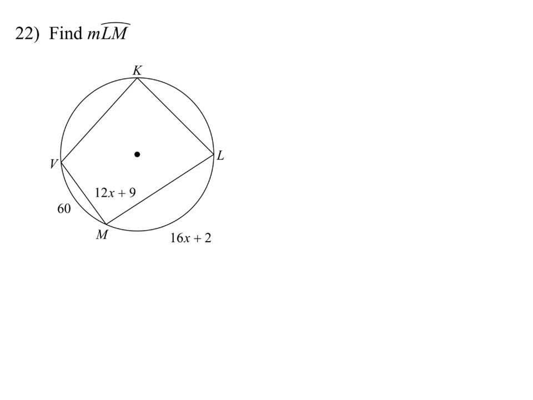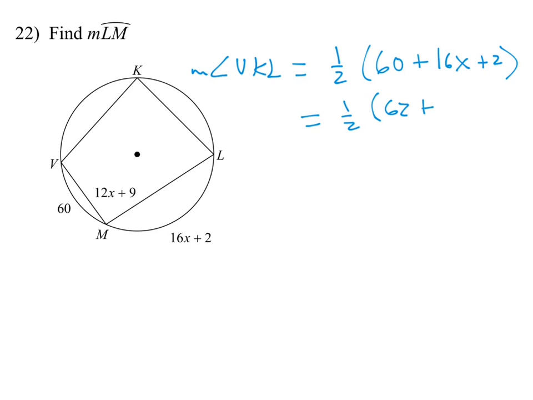Alright, so before we have you check your answer, I wanted to show you a different way of solving this because we haven't really used the fact that opposite sides add up to 180 yet, and so I wanted to do that. And so this inscribed angle covers the same arc here. And so this angle here is going to be 1/2 of these added. And so I'm going to write the measure of angle VKL is equal to 1/2 of 60 plus 16x plus 2. Which is going to give you 1/2 of 62 plus 16x, which will give you 31 plus 8x. So inside here is 31 plus 8x.